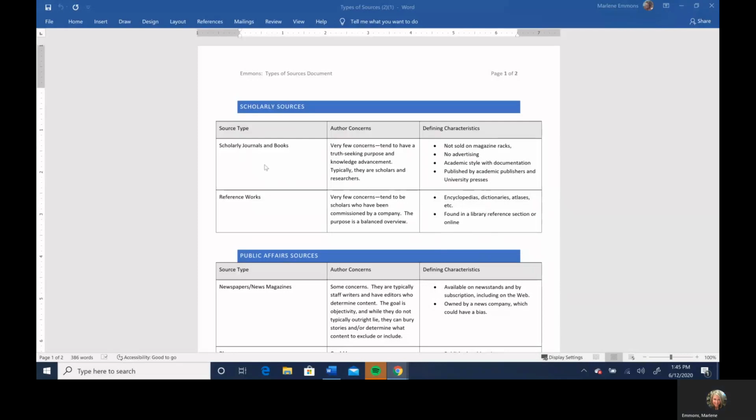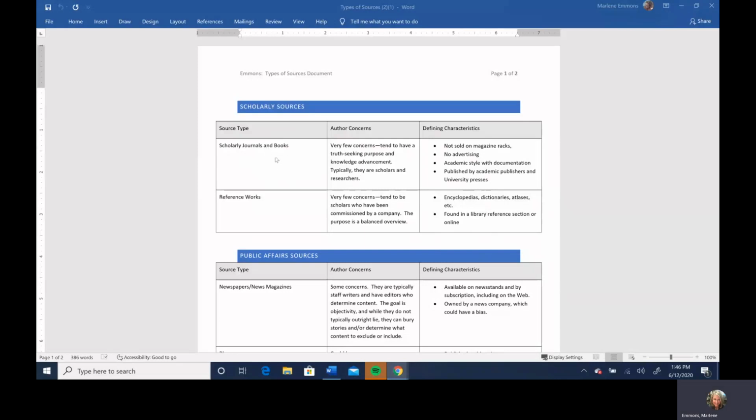With these academic journals, you're going to have very few concerns. They tend to have a truth-seeking purpose and knowledge advancement. Typically, they are created by scholars and researchers, and they have a lot to lose if they publish information that is inaccurate or unreliable. And so we can feel very comfortable. In addition to that, they also will fact check for themselves.